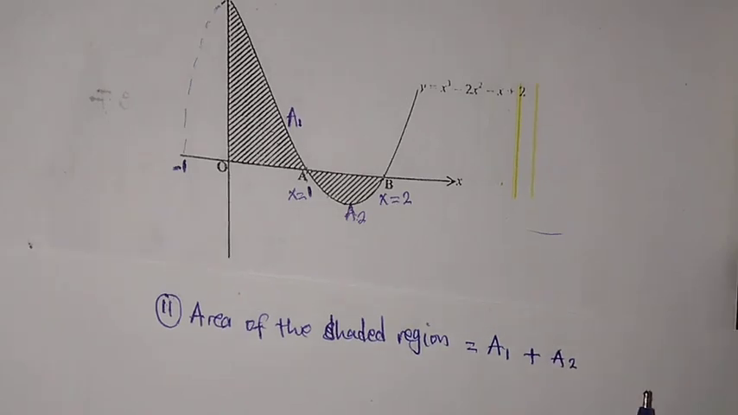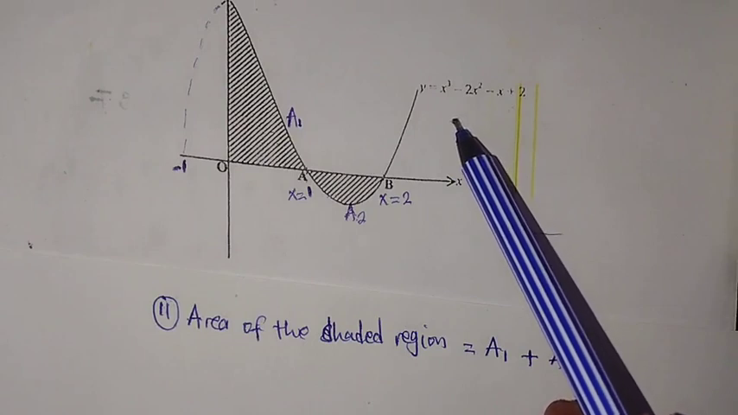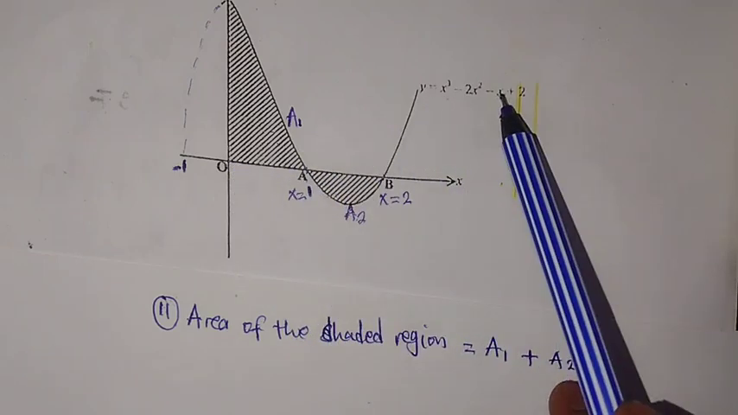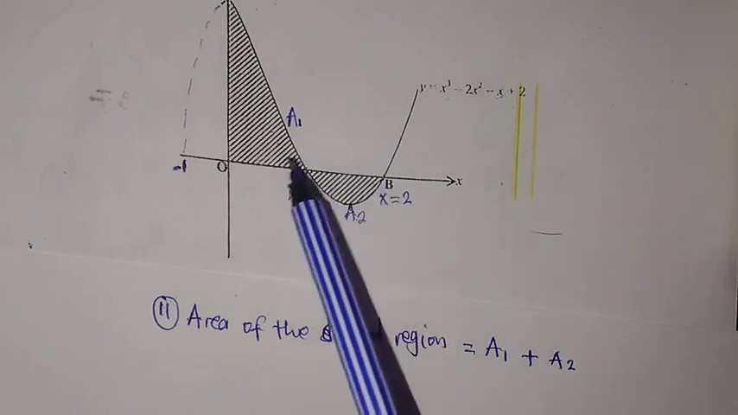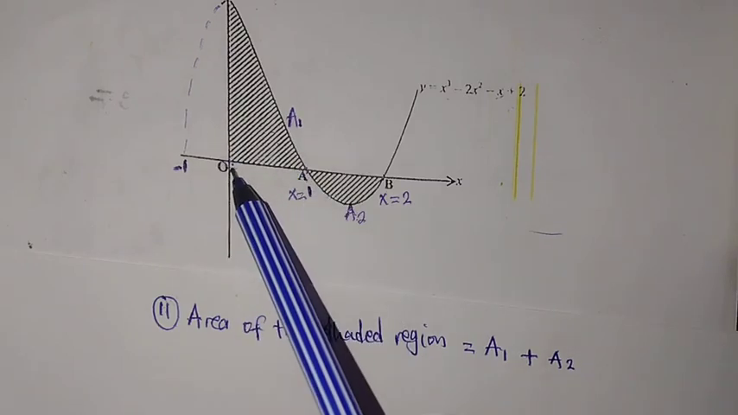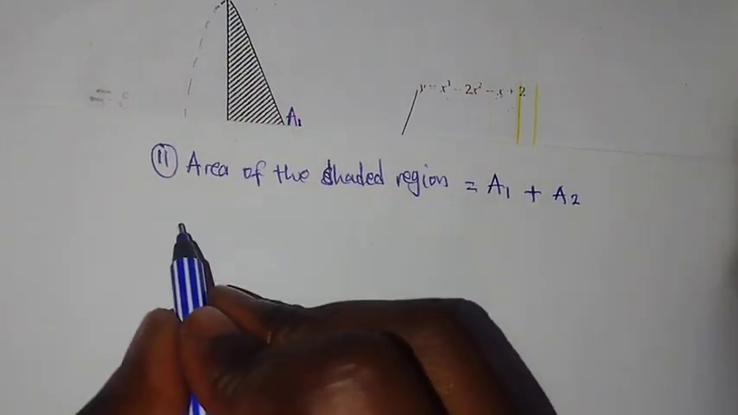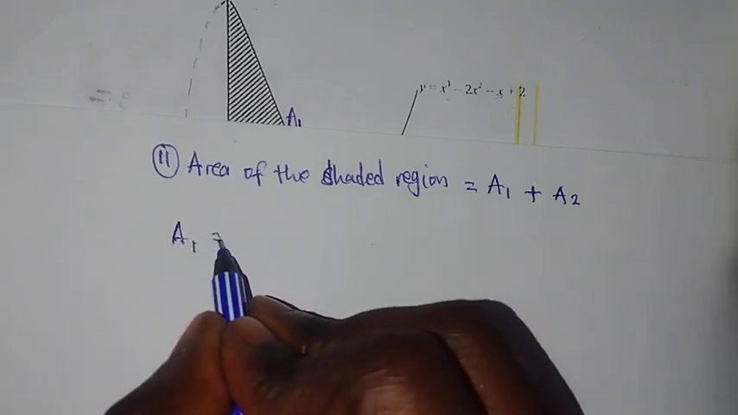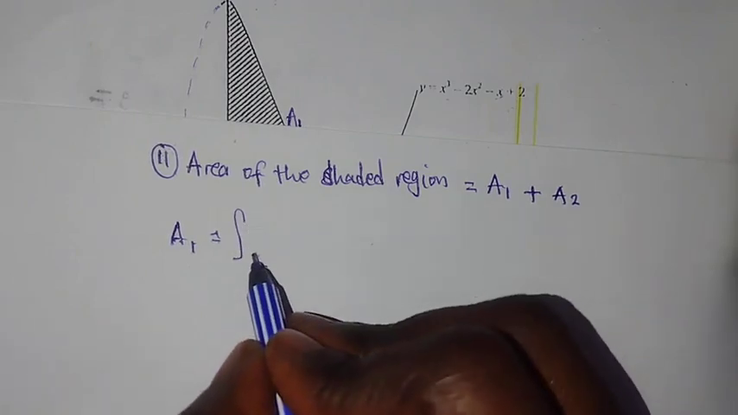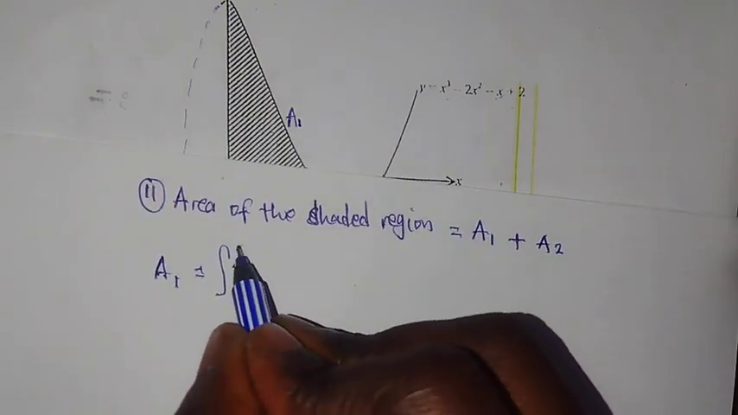Remember, this is the area under this graph, so we need to integrate this function. Let's not forget this function. To find area 1, we are going to integrate this function using the limits. Here we have 0 and here there is 1, meaning that x is equal to 0 and x is equal to 1. So for area 1, we are going to find the integral with limits from 0 to 1.